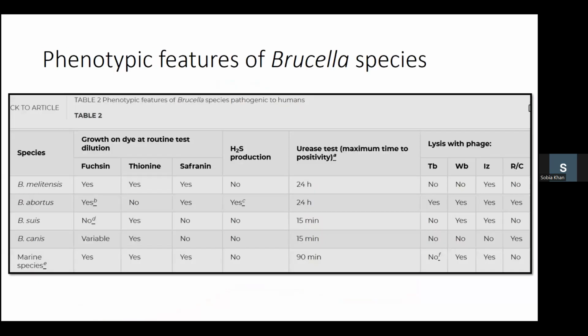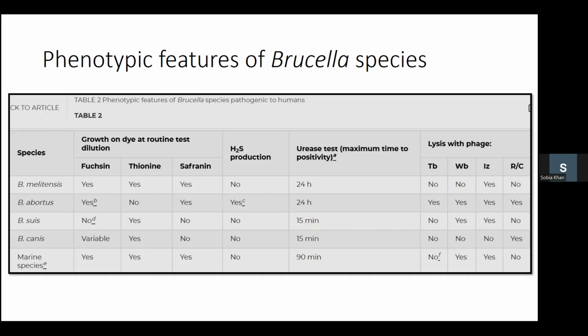This leads us to the diagnosis of Brucella arthritis. So on the basis of these conventional tests, we did identify it, but there are certain phenotypic features of Brucella species that can be performed in laboratories, one of which is the growth on dye at routine testing dilutions. Basically the principle behind this is that three dyes are used, which are fuchsin, thionine, and safranin.